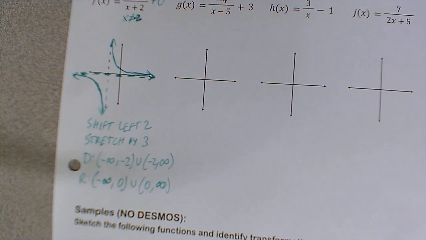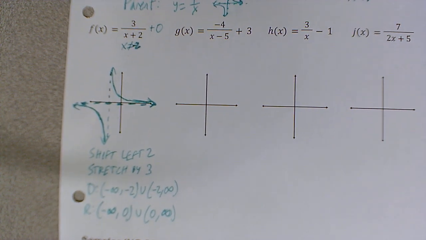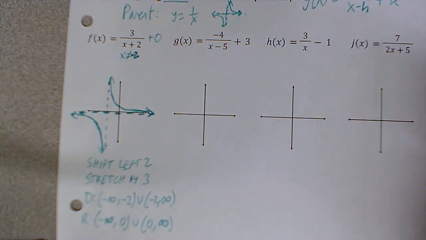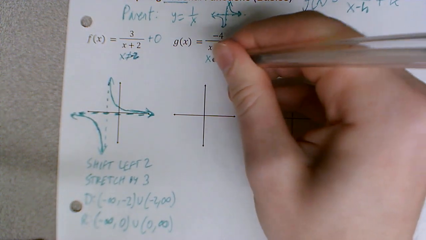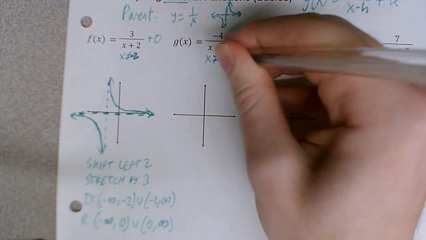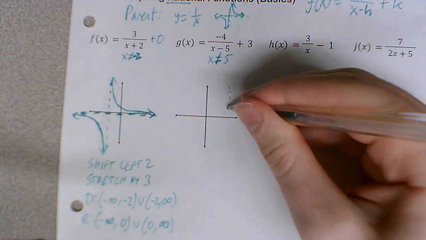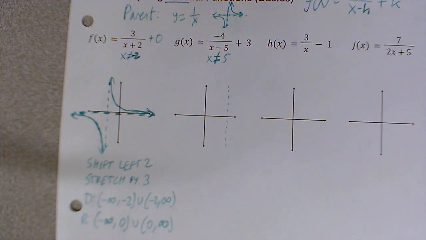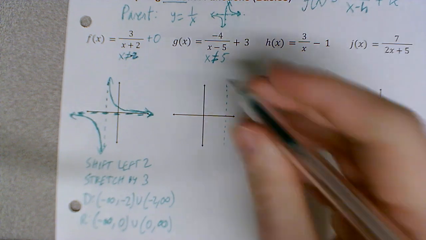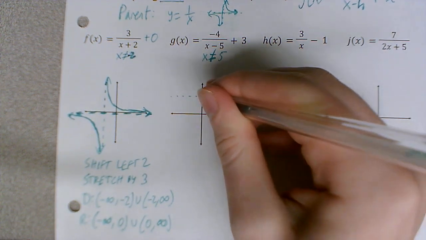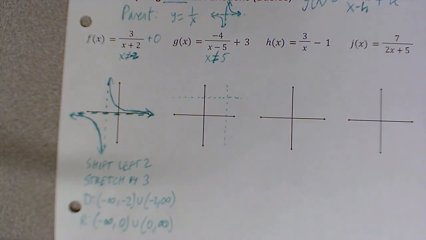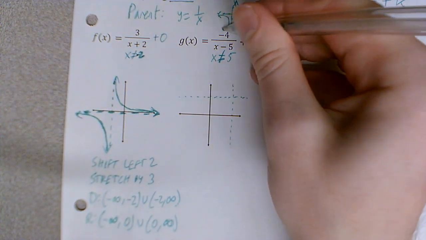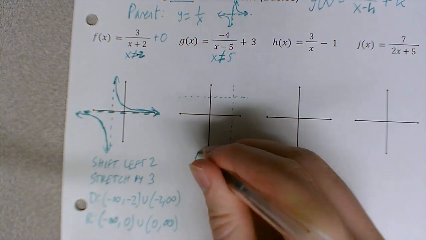Now for the next one. All right, we have, once again, a rational function. This time, the value of x that we cannot plug in is positive 5. So we have a vertical asymptote at positive 5. Let's just say it's here. And k is positive 3, so that's going to move our horizontal asymptote up to positive 3. Now in this case, our a is negative, which is going to cause a reflection.